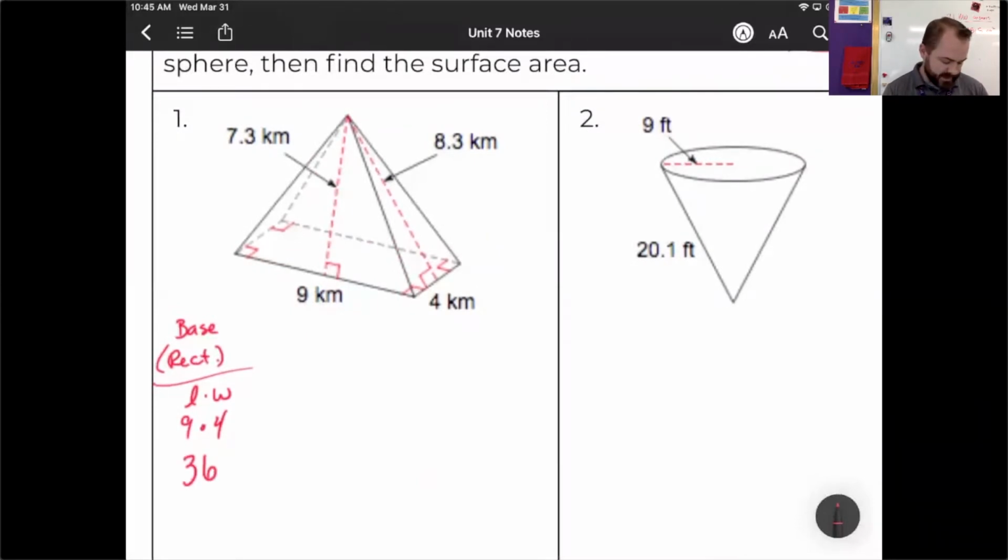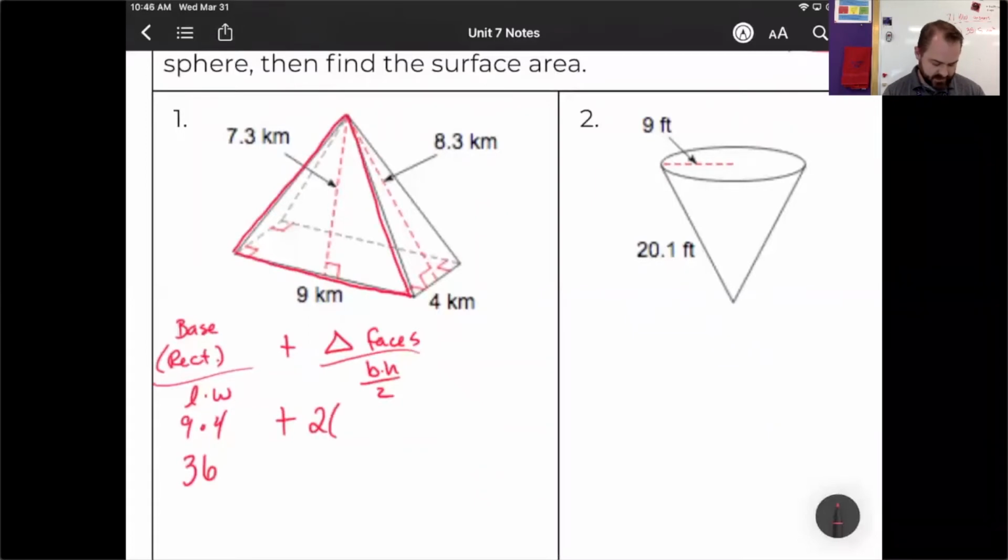But we also want to add in all of the triangle faces, okay? All of the triangle faces. So that's the area of a triangle is base times height divided by 2, right? Well, we have 2 different triangles, okay? We have a triangle that has a base of 9 on the front and back here, so there's 2 of those. Okay, base is 9, and the height of those triangles is 7.3. That's like our L. 7.3 all over 2.